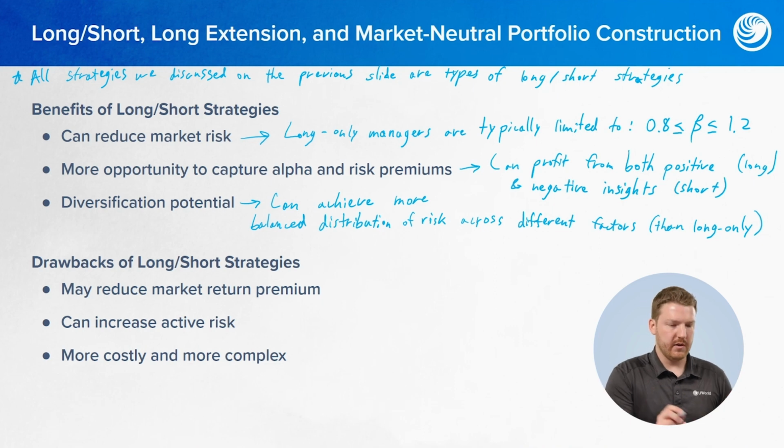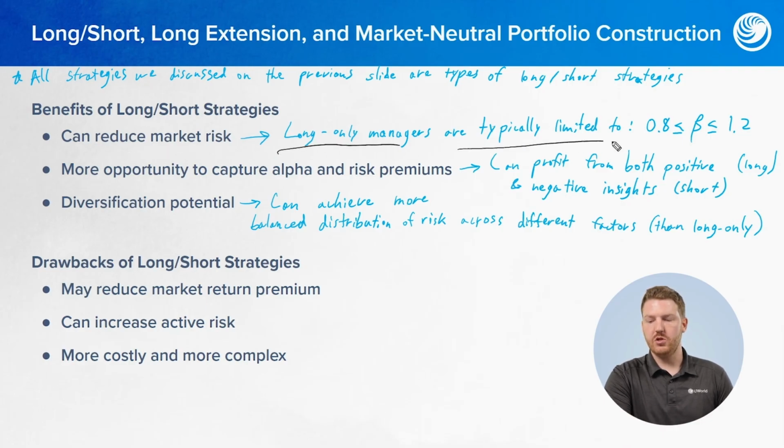So let's dive into the first benefit, which is that these long-short strategies can reduce market risk. Now remember that this is relative to a long-only strategy. So long-only managers are typically limited to a total portfolio beta that's going to be somewhere between 0.8 and 1.2. And remember that beta is that systematic risk or market risk, whereas with a long-short strategy, they could have a beta that's actually much lower than this range.